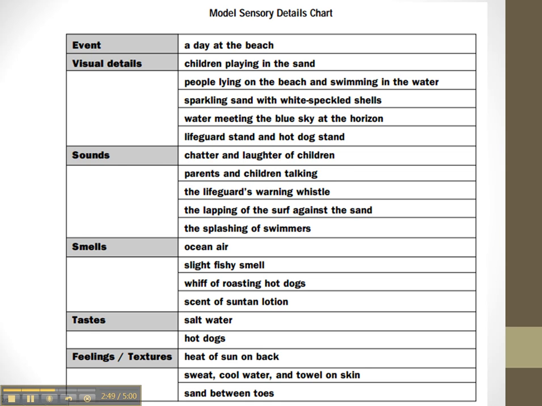Tastes, the taste of salt water in your mouth, a hot dog from the concession stand. Feelings, textures, the feeling of sand between your toes and that really hot sand under your feet, the feeling of the sun on your back, sweat in your eyes from running around and swimming. These are all things that you can feel and touch.